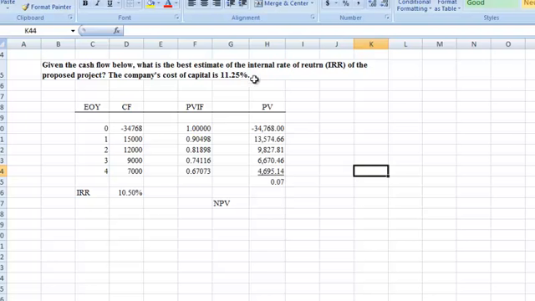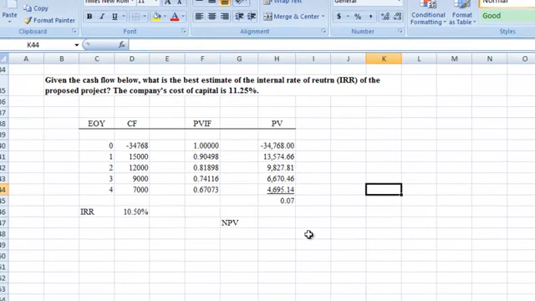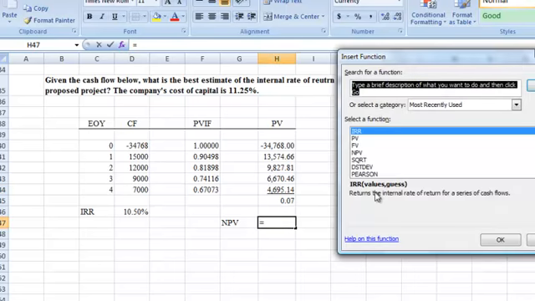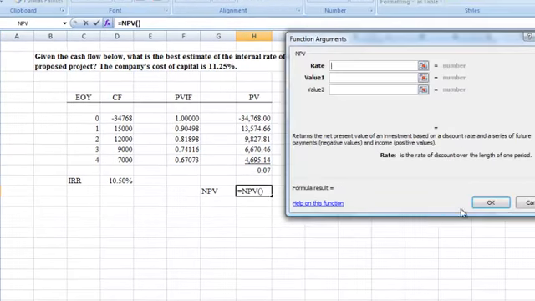Now up here it says the company's cost of capital is 11.25%. Okay, so is this good? Probably not, because the internal rate of return is less than the cost of capital, and you would probably want to reject this project. So, let's take a step back. We could do what we did here another way. Let's do it with net present value.